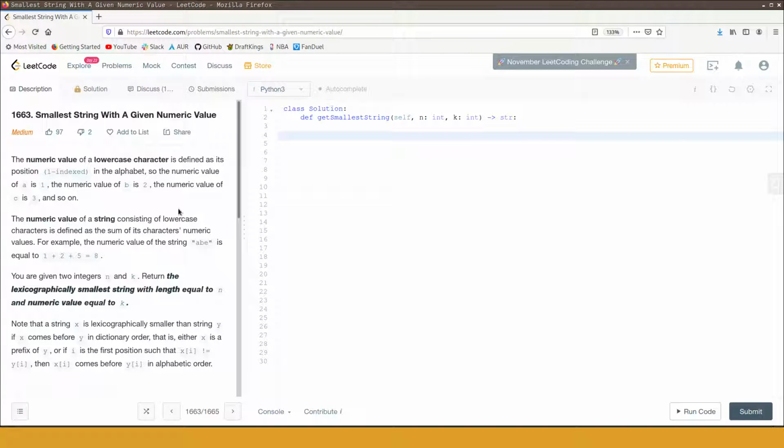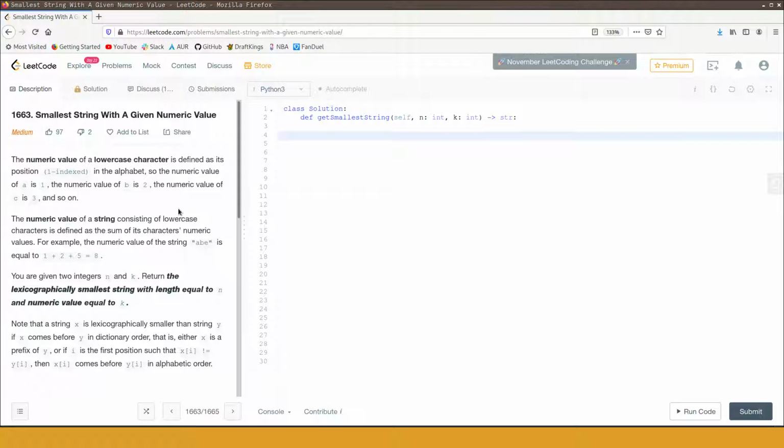You are given two integers, n and k. Return the lexicographically smallest string with length equal to n and numeric value equal to k. Note that the string x is lexicographically smaller than string y if x comes before y in dictionary order. That is, either x is a prefix of y, or if i is the first position such that x_i does not equal y_i, then x_i comes before y_i in alphabetic order.